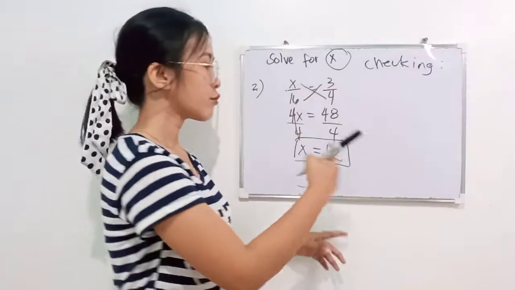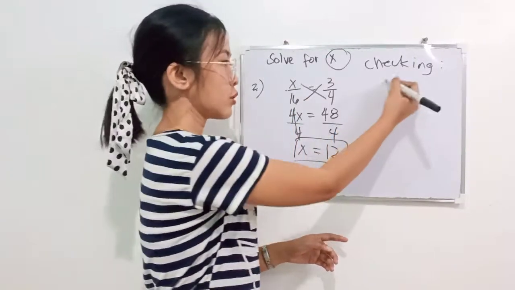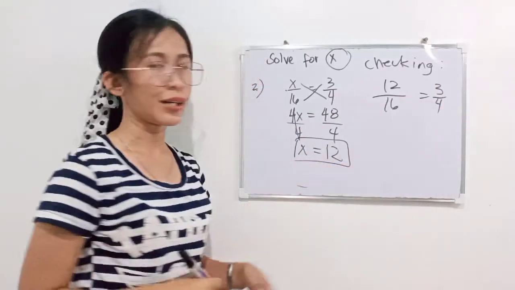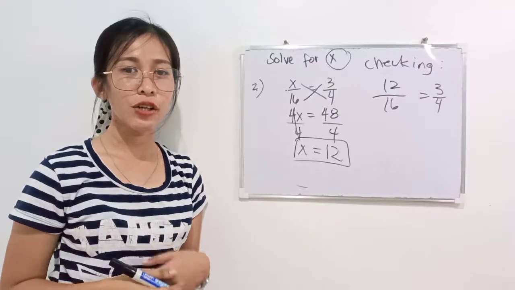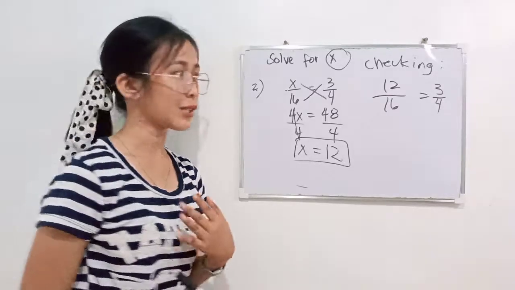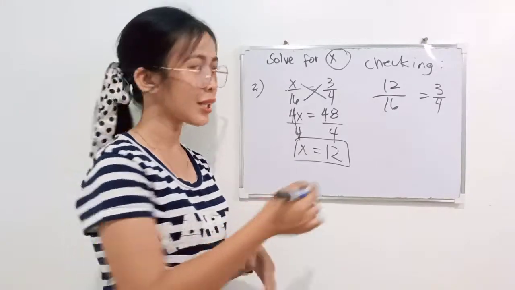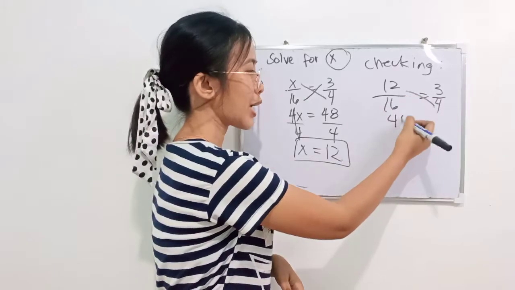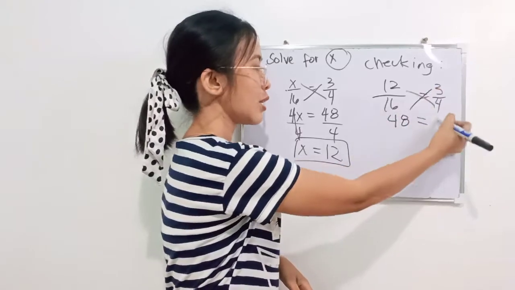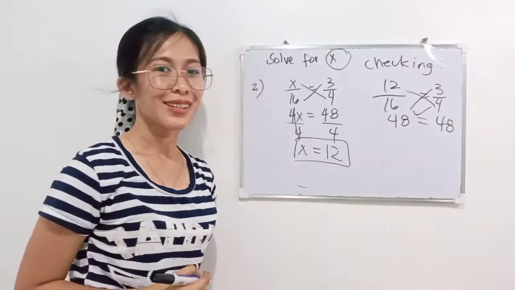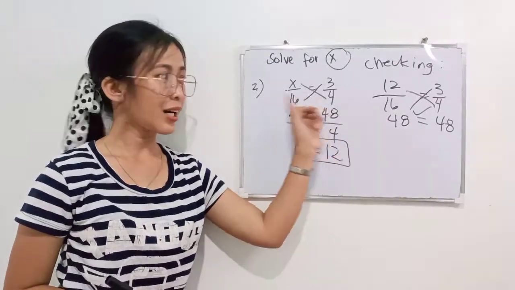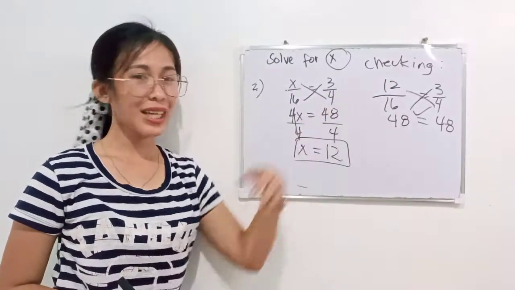So, check natin. We have x as 12. So, 12 over 16 is equal to 3 over 4. Okay? And then, you cross-multiply or use any properties you want, enable for you to know if it is proportional or not proportional, or kung tama ba yung nakuha mong x. So, we have 4 times 12 as 48. So, ginagamit palagi natin si cross-multiplication, okay? Equal to 16 times 3 is, of course, 48. Therefore, tama yung nakuha nating value, dahil napatunayan natin na they are proportional by checking it.